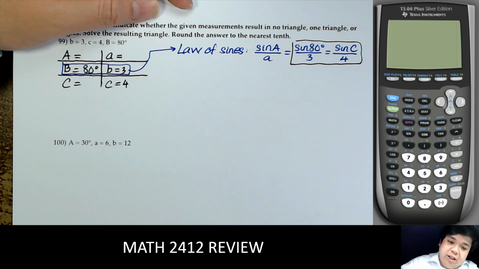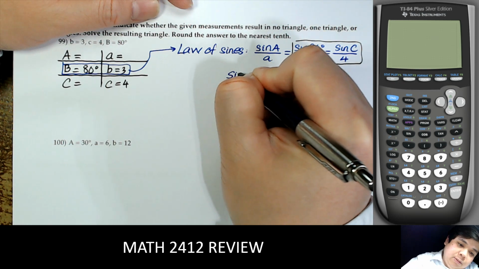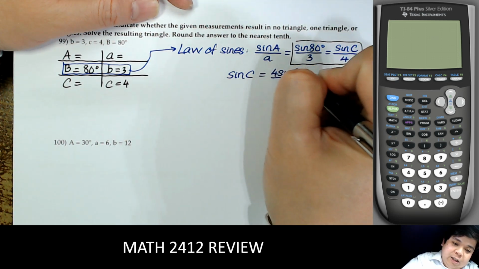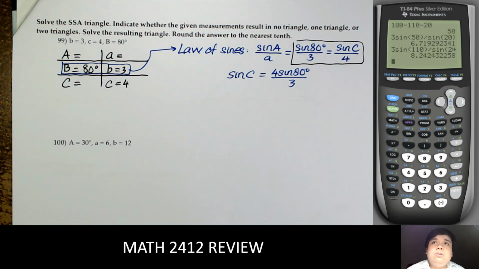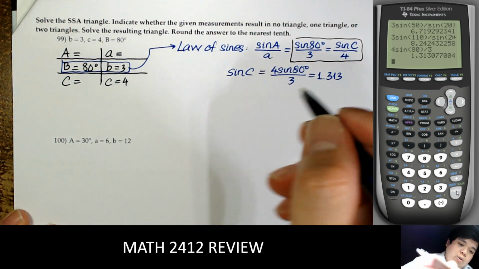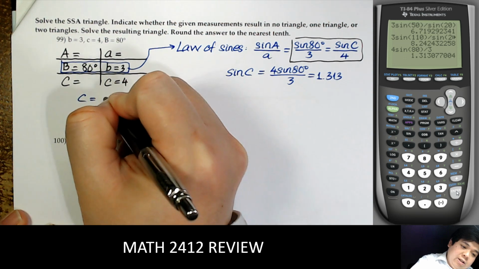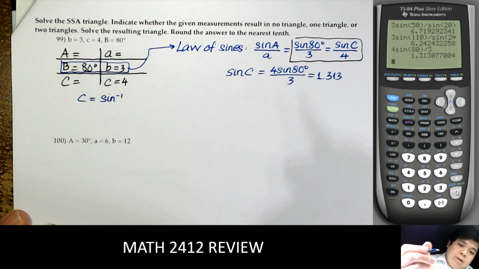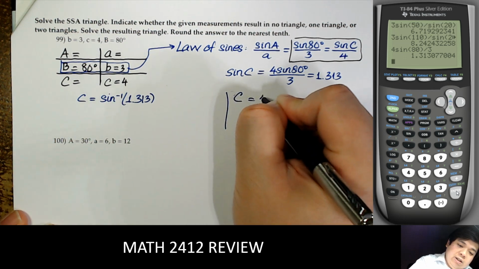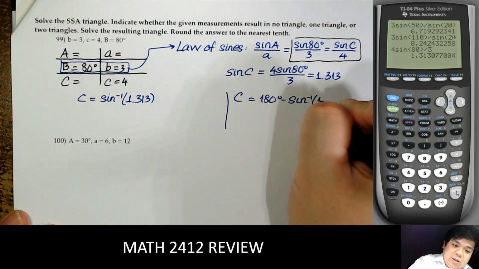Alright, cross multiply, we have sine of C equal to 4 sine 80 degrees divided by 3. Right, 1.3 something. It's not a typo, but that's what we have. So C will be sine inverse of 1.313, or the supplement of it, 180 minus sine inverse 1.313.